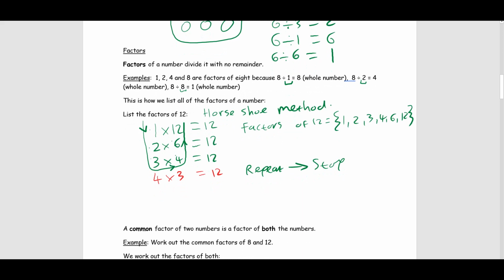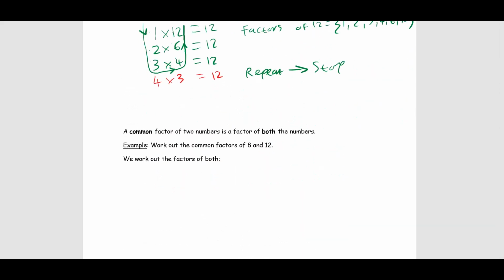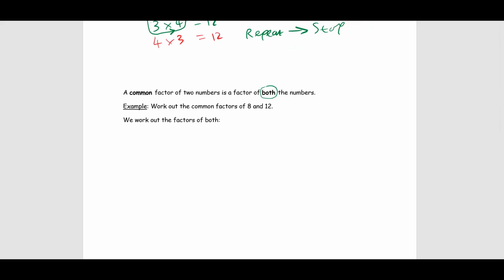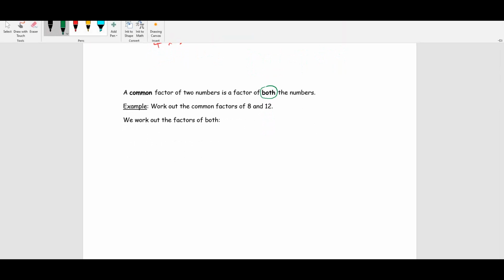So as before with common multiples, a common factor of two numbers is a factor of both of the numbers. So if we want to work out the common factors of 8 and 12, we first look at the factors of both numbers. If you want a little exercise, you could pause the video, have a go writing the factors down yourself first. If not, we'll just go through them now.